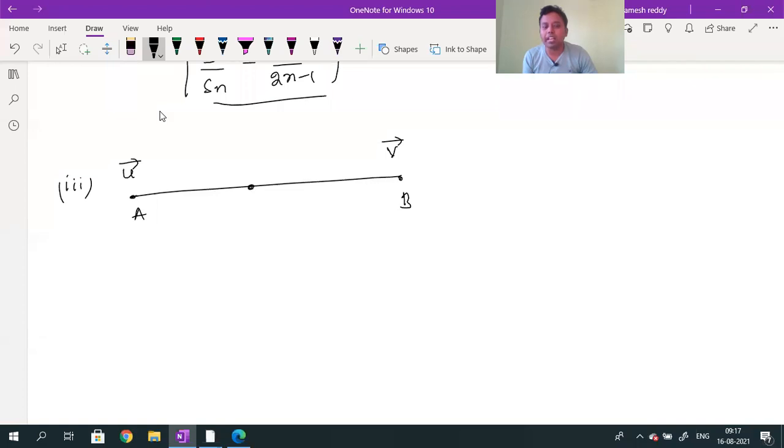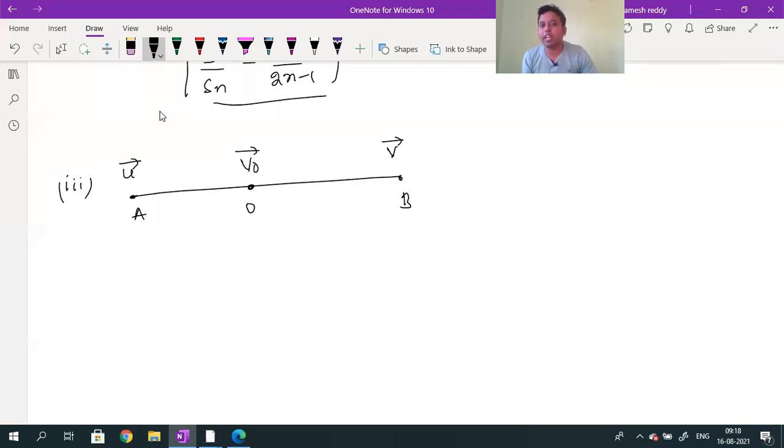What do I want to calculate? What is the velocity of the body at the midpoint? Can I call the midpoint velocity v naught bar? v naught bar is the velocity at the midpoint of A and B. Writing the question completely takes time; that is the time loss for you only.